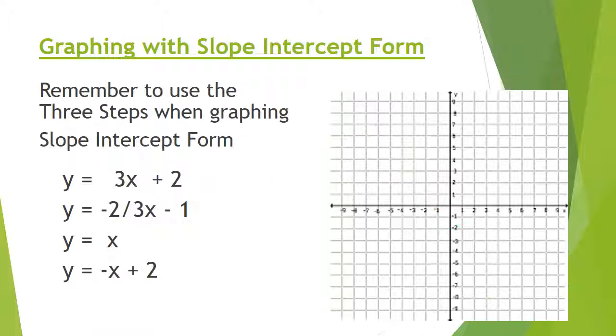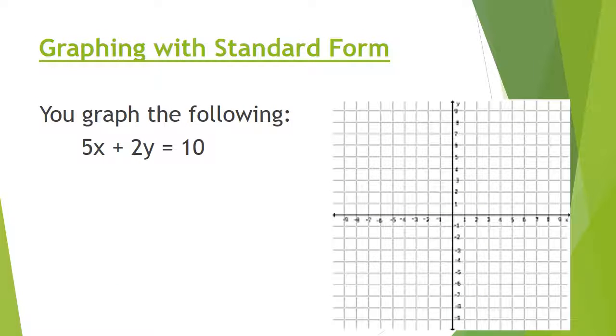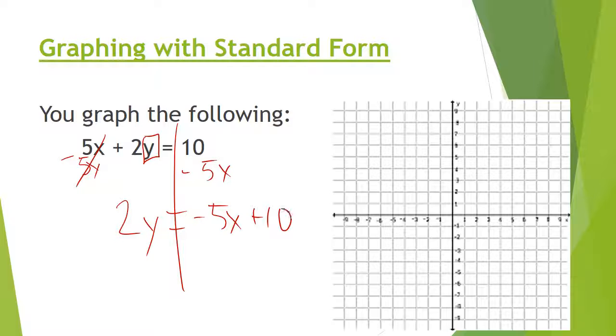Let's look at some where they have inequalities. So let me skip through these slides. Before inequalities, we have to look at some where they're not in slope-intercept form. Notice the y is not by itself. It's locked in. So I have to get it by itself by first removing the 5x. So I subtract 5x from both sides. I'm left with 2y equals negative 5x plus 10.